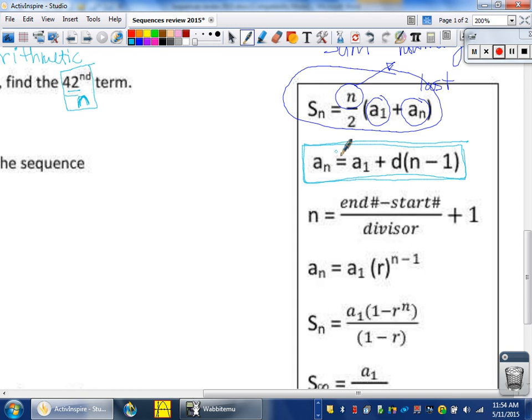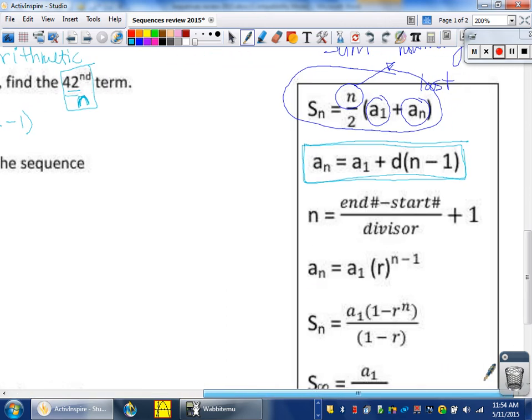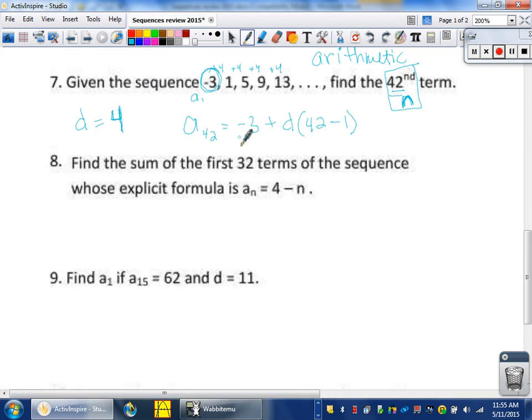We need the first term and we need the common difference. So the first term is clearly negative 3, that's a sub 1. And what's the difference in between every term? Positive 4. So into our formula we go, a sub 42. The 42nd term is the first term plus the difference times 42 minus 1. Okay, there's your formula again. First term, difference. How many terms are we talking about? What is the number of terms? So negative 3. Oh, this is a 4, isn't it?